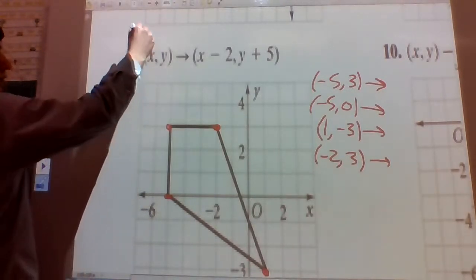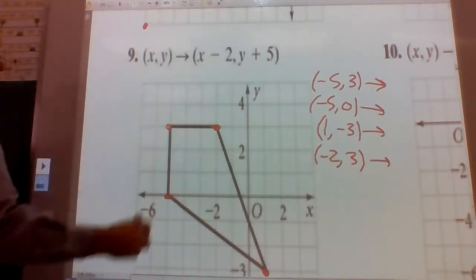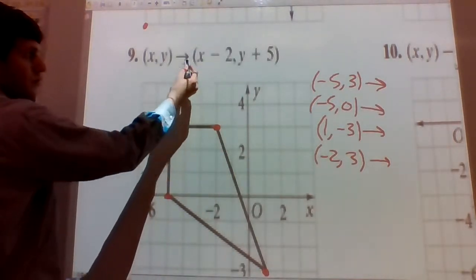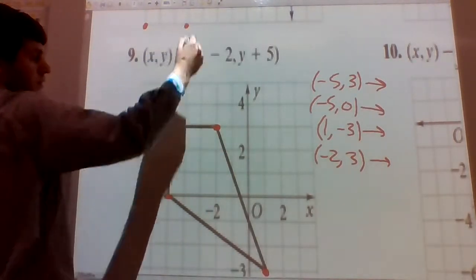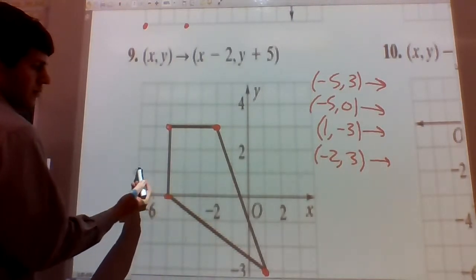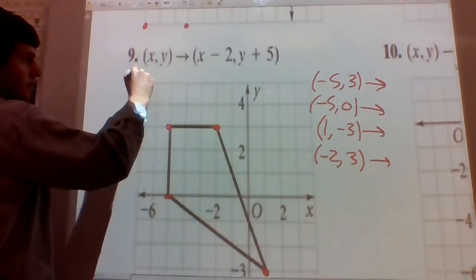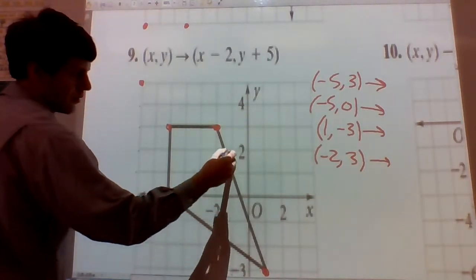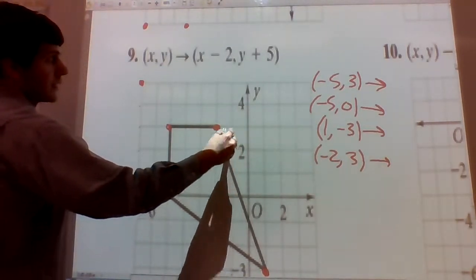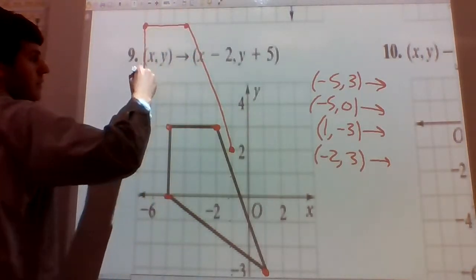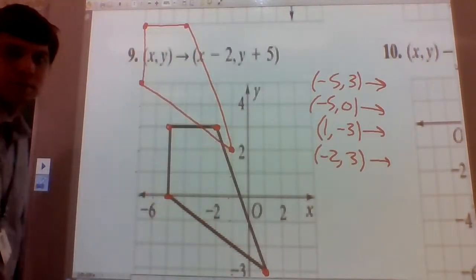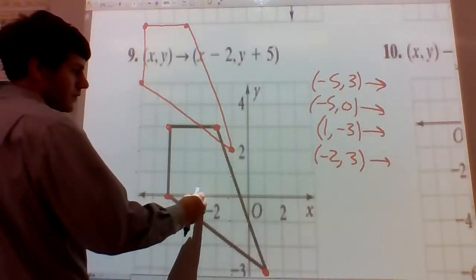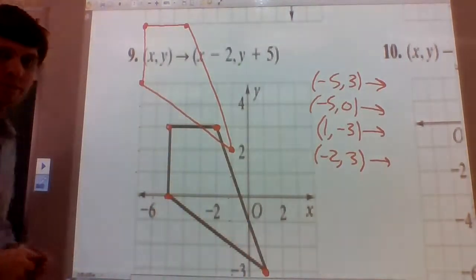1, 2, 3, 4, 5, somewhere up here. Okay, this one we're going left 2 and up 5. Here we're going left 2 and up 5. Here we're going left 2 and up 5. Okay, we connect them. Again, we should have the same shape. Every point here has just been shifted 2 units to the left, 5 units up.